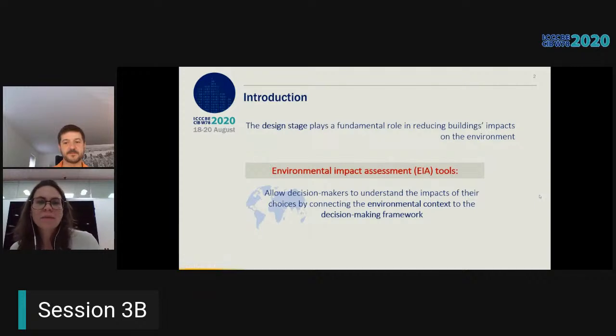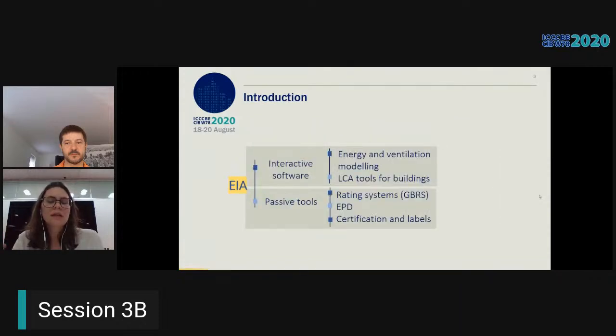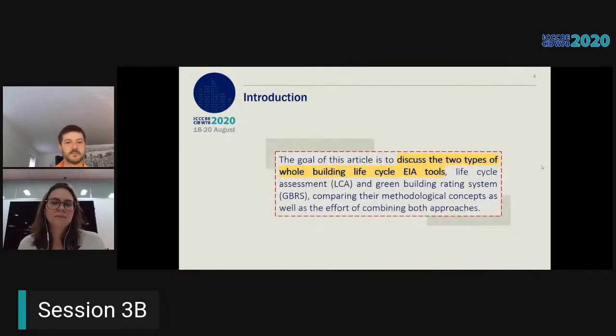All right, so first of all, I'm going to give a brief introduction of what EIA tools are. They allow decision makers, such as designers, architects, or engineers, to understand the environmental impacts of their choices. And the way they do it is by connecting the environmental context to the decision-making framework. And there are many types of EIA tools represented as interactive software and passive tools. But the EIA tools that assess the whole building life cycle are life cycle assessment and green building rating systems. And these are the tools I'll focus on in this study.